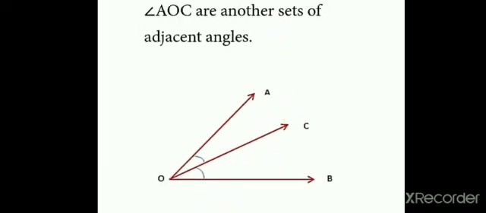Here you can see there are three line segments, and if two line segments have a single common point, then it forms an angle. But here there are three line segments which have a single common point. That is, it is forming two angles from a single common point. Two angles are formed with a single point O. So the angles AOC and COB form adjacent angles.